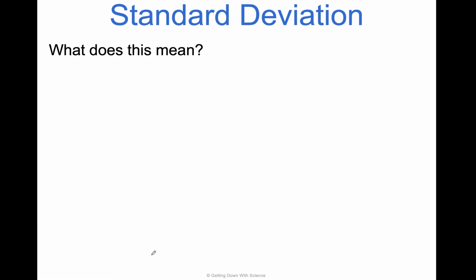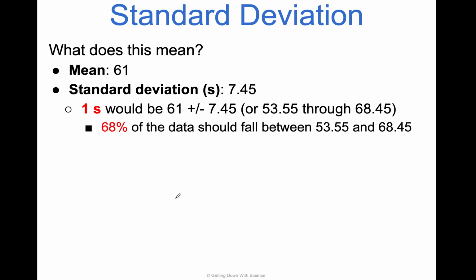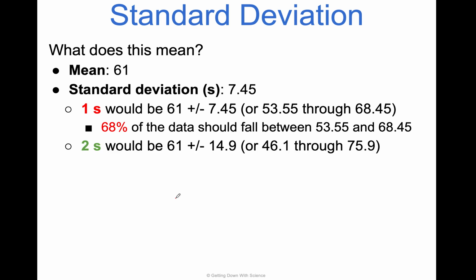So what does that mean? We got a standard deviation value. What does that really mean? 1 standard deviation of 61 would be plus or minus 7.45. Okay, so you would do 61 plus 7.45, and then minus 7.45. So anywhere between 53.55 and 68.45, and that is one standard deviation. So that should include 68% of your data. 68% of your data should fall between these two numbers.